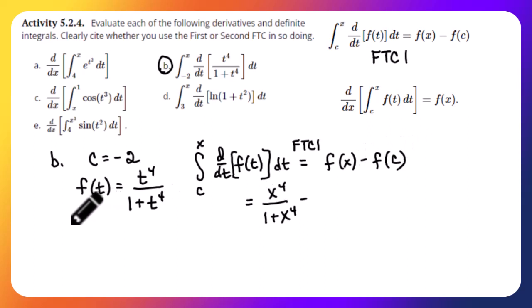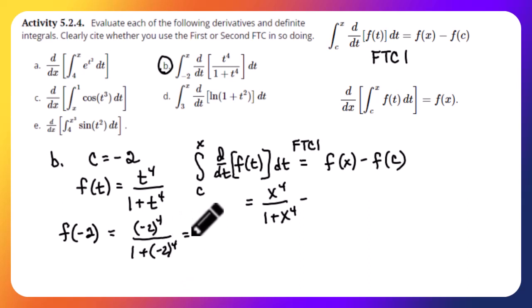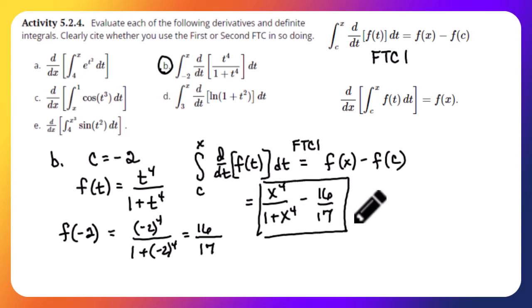F of c will be f of -2. So let's calculate that over on the side here. F of c is f of -2. That's equal to the fourth power of -2 divided by 1 plus the fourth power of -2. And the fourth power of -2 is 16, over 1 plus 16 is 17. So when we're subtracting f of c, we're subtracting f of -2, and that is 16 over 17. So the answer to part B is x to the fourth over 1 plus x to the fourth minus 16 over 17.